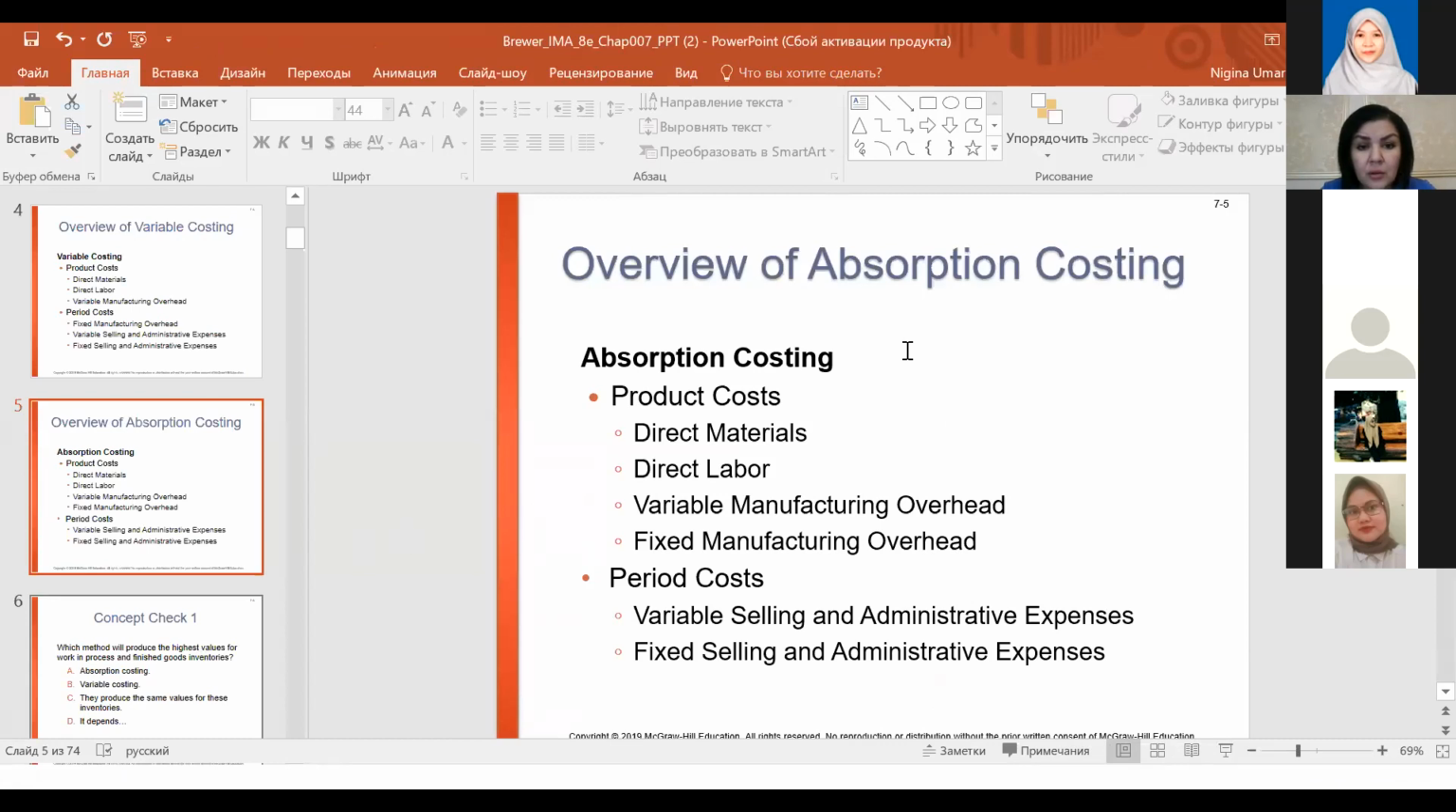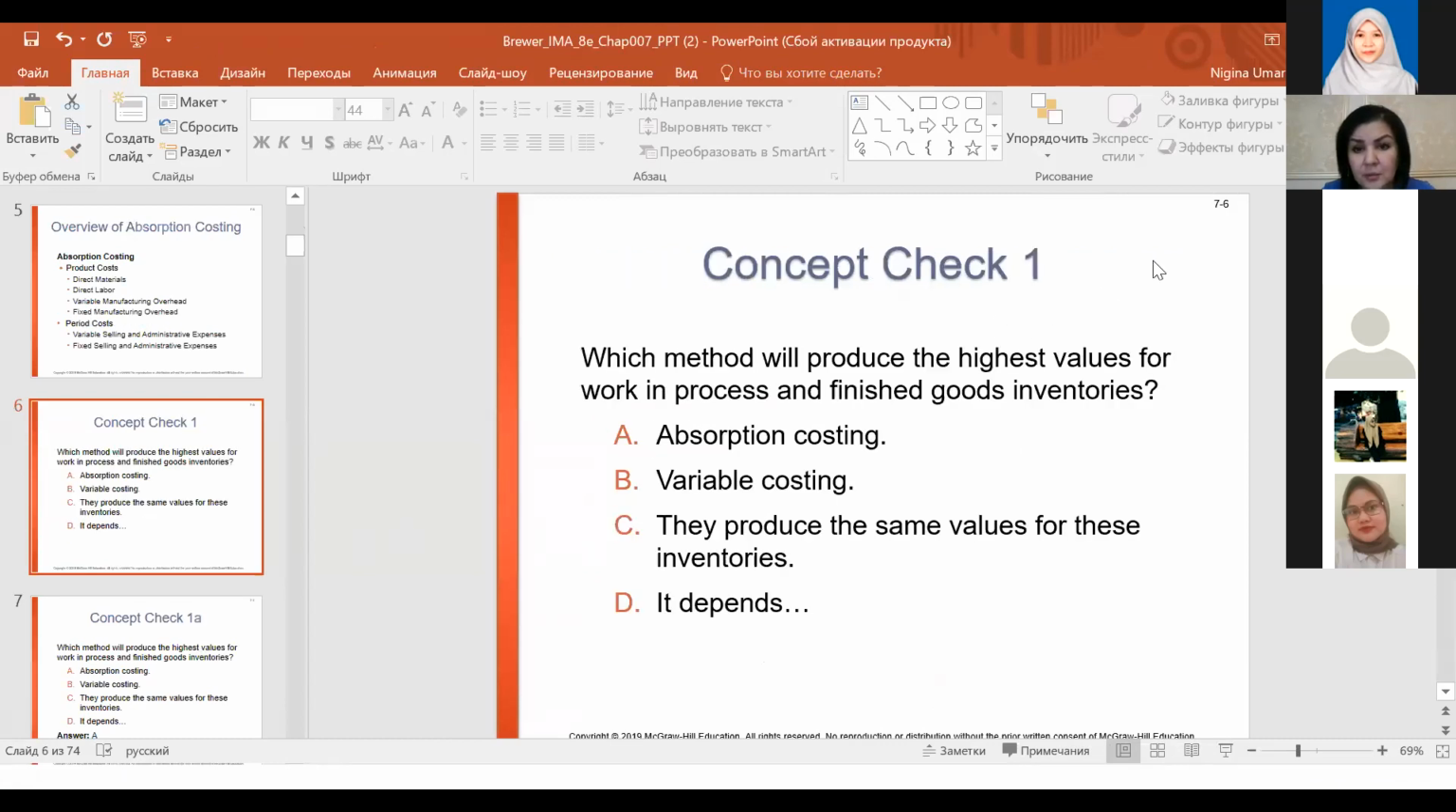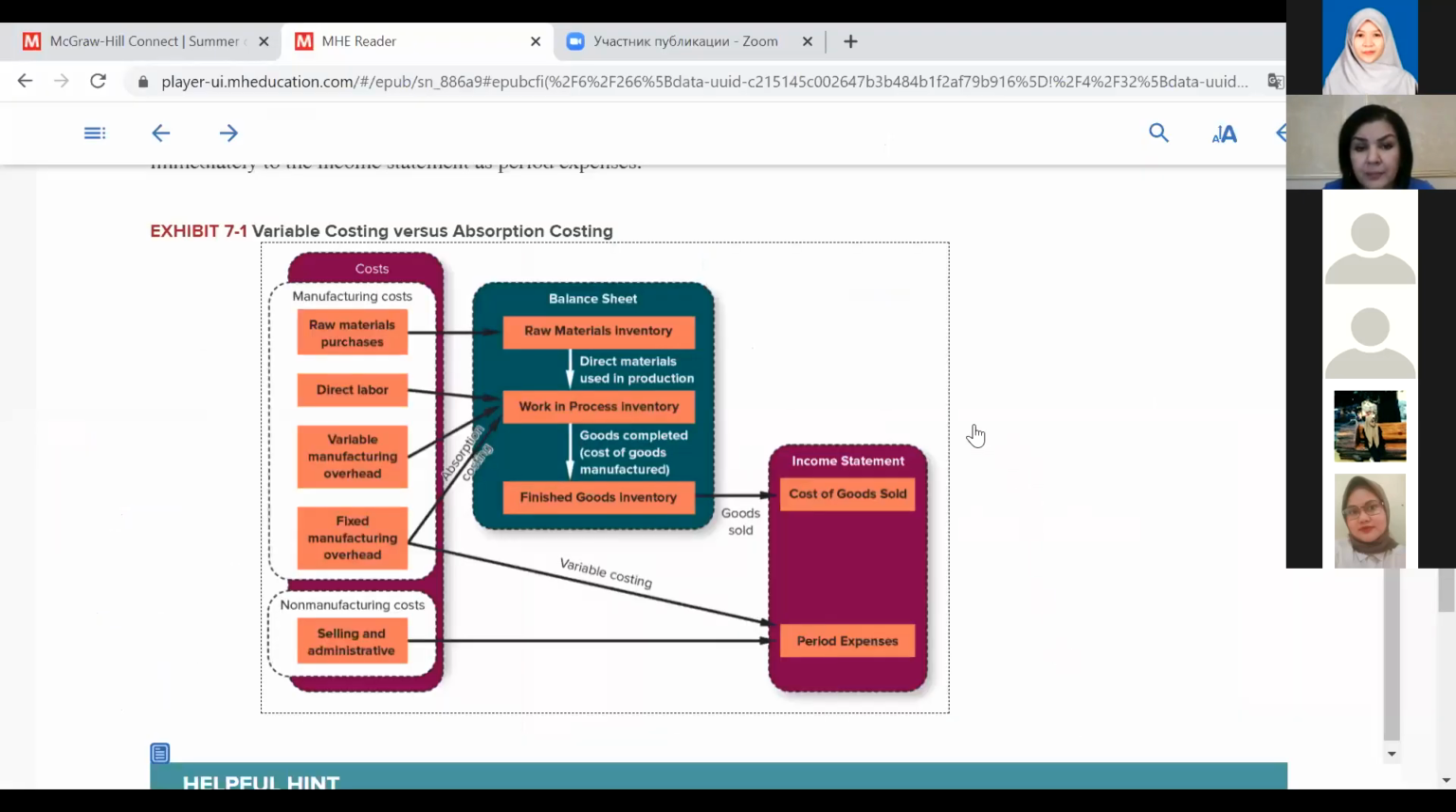Okay, and now concept check. Which method will produce the highest values for work in process and finished goods inventories? What do you think? Absorption costing, variable costing, they produce the same values for these inventories, or it depends on something? Okay, let's go back to our diagram exhibit.